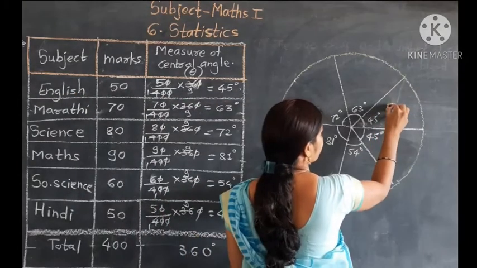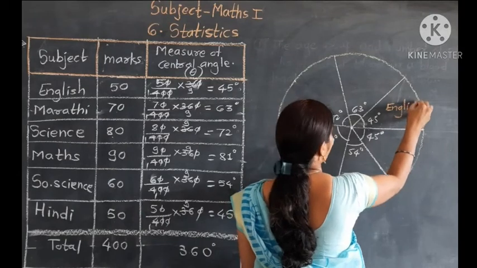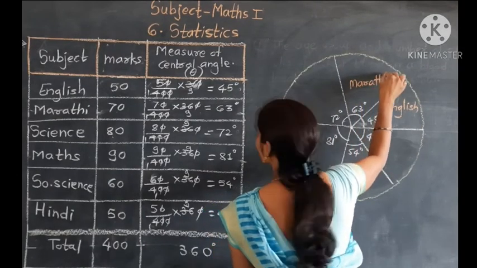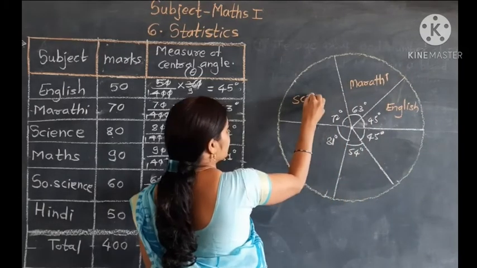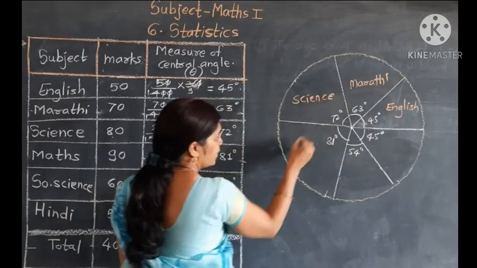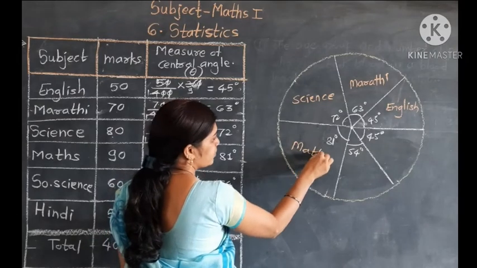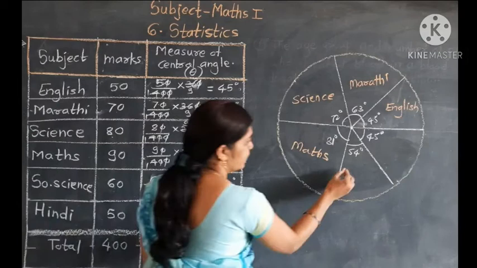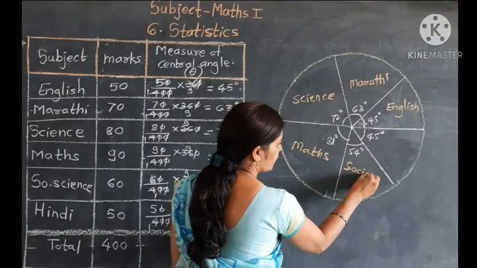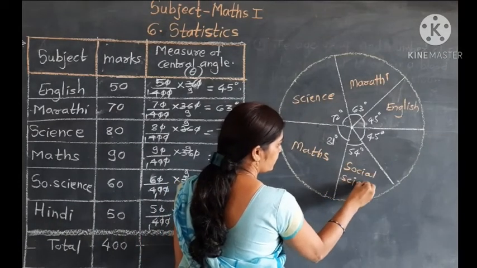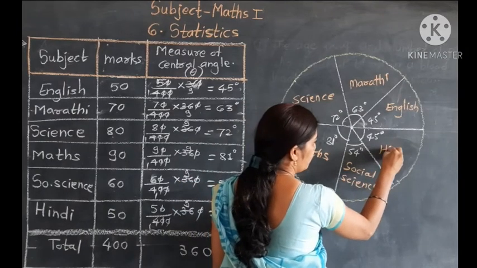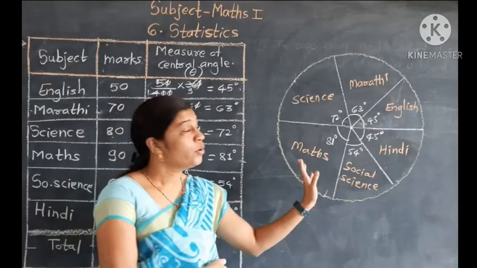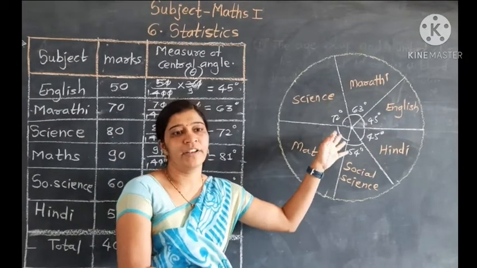English. 63 is of Marathi. Then science, maths, then social science and Hindi. So from this pie diagram we easily give the answers of any type of question.